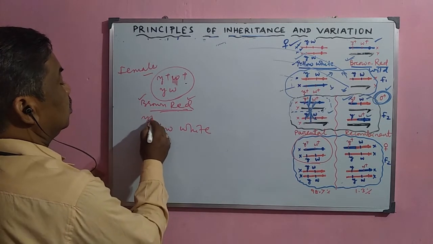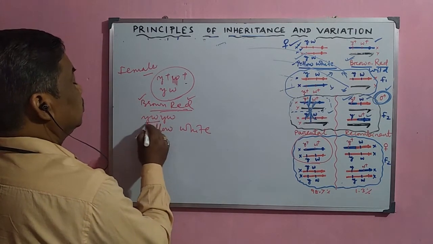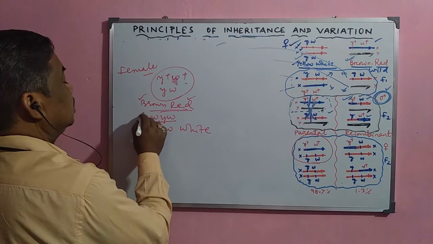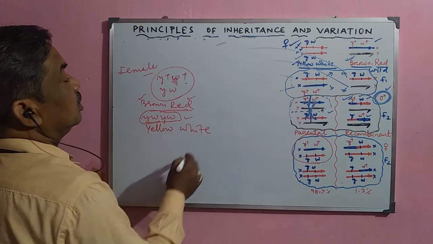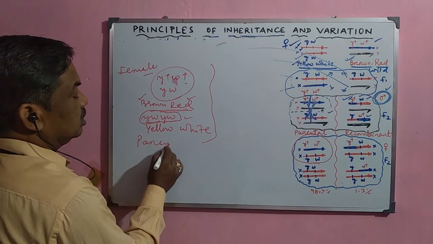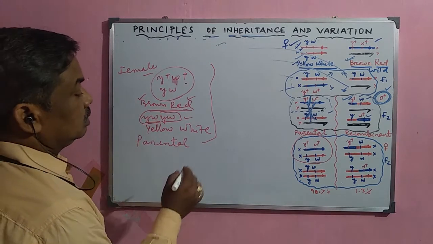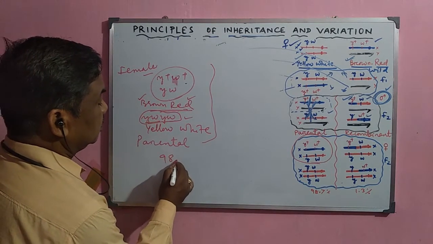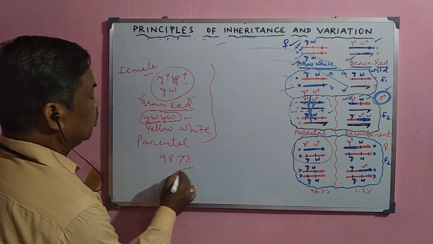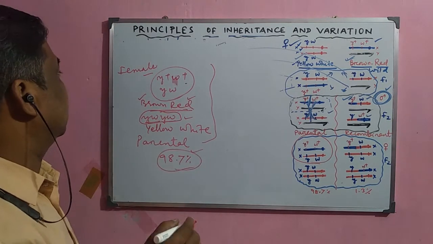Now YW, and another again YW. So that is why this type of combination is called the parental combination, and in this parental combination around 98.7% of these parental combinations were observed in the F2 generation in case of female.